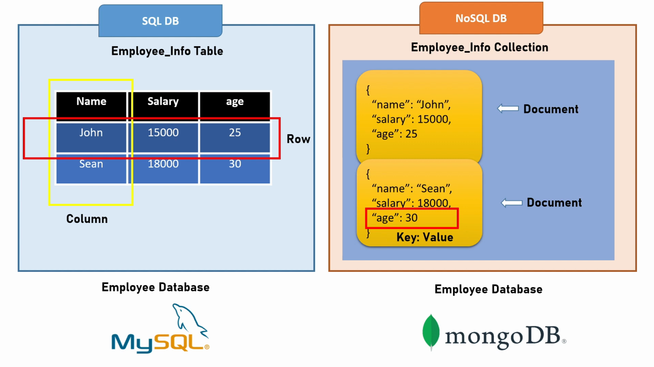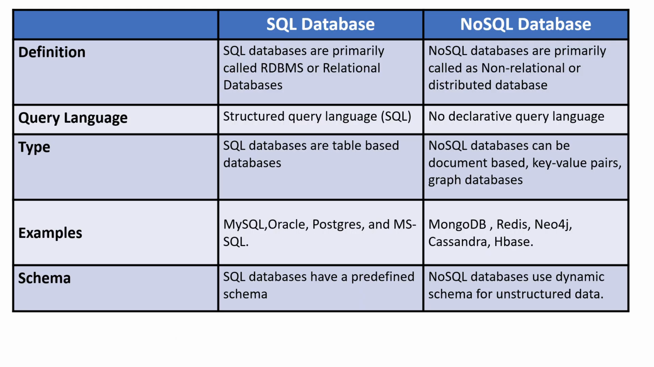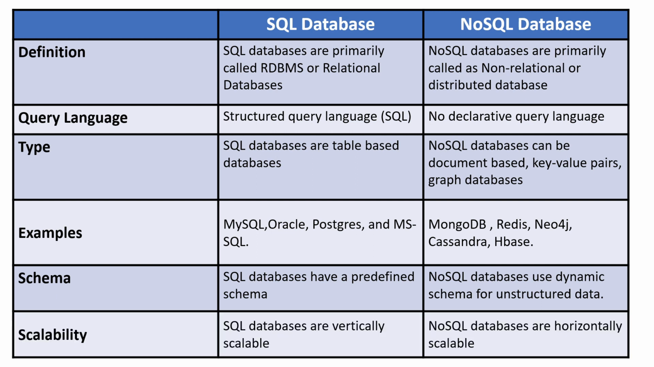Now let's see our next difference, which is based on schema. In a SQL database the schema is predefined, while in NoSQL databases we have a dynamic schema because it deals with unstructured data. Now let's talk about scalability.